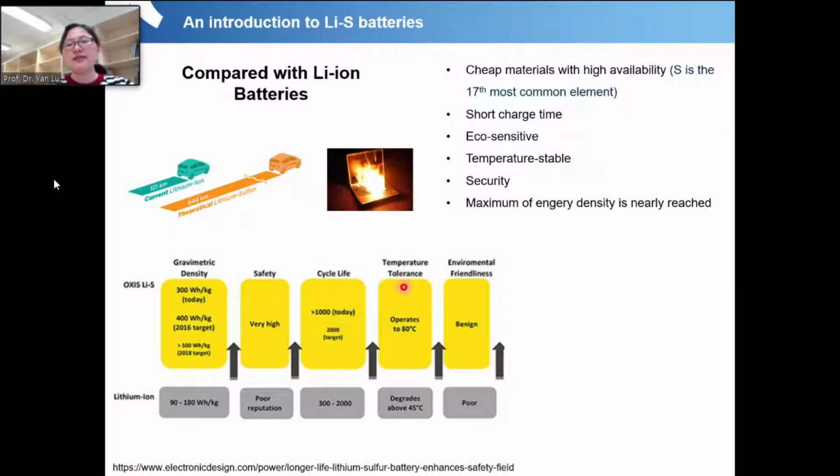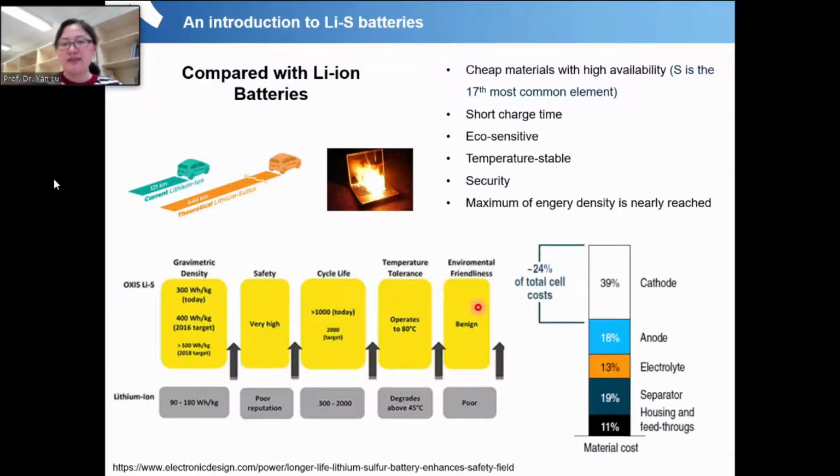On the other side, you have better temperature tolerance. You can operate even up to 80 degrees Celsius. And also the system is sustainable if you think about your battery. You have the sulfur, and because sulfur is not conductive, it is an insulating material, you need a host material. Normally it is carbon, which is a very benign system, so it is also environmentally friendly. So this is the main advantage of the lithium sulfur battery system.